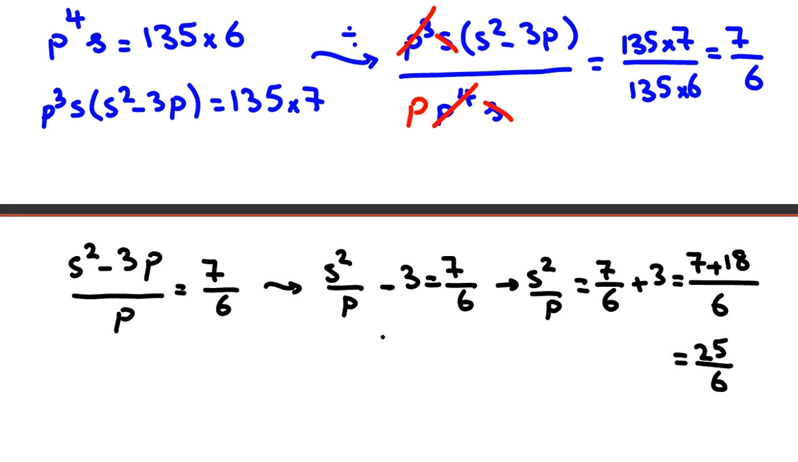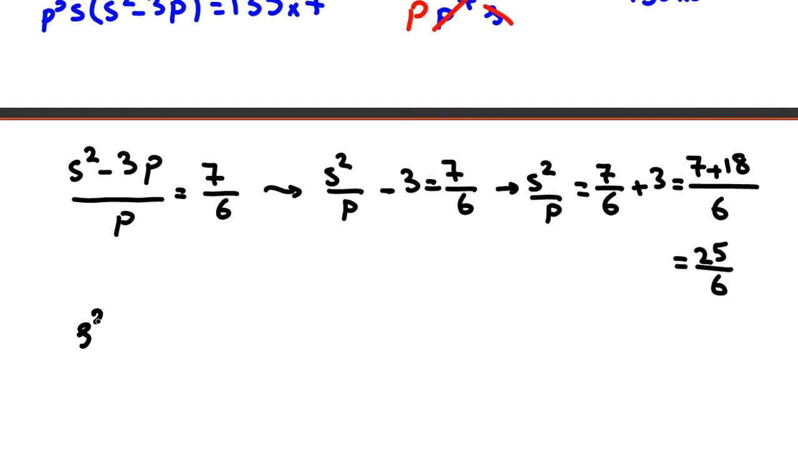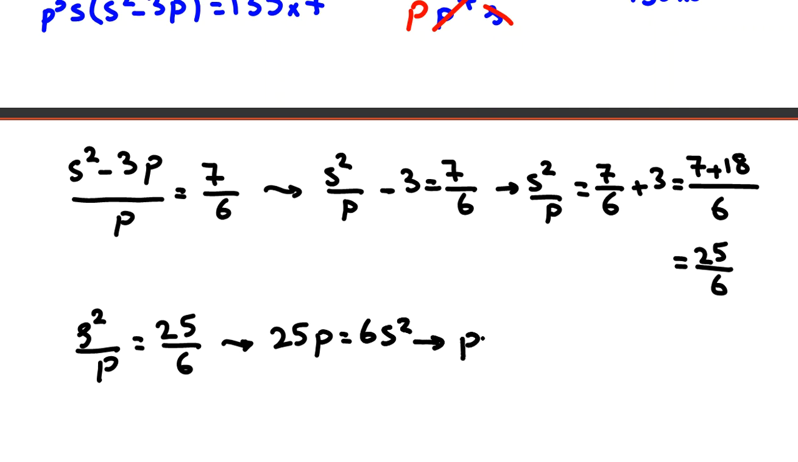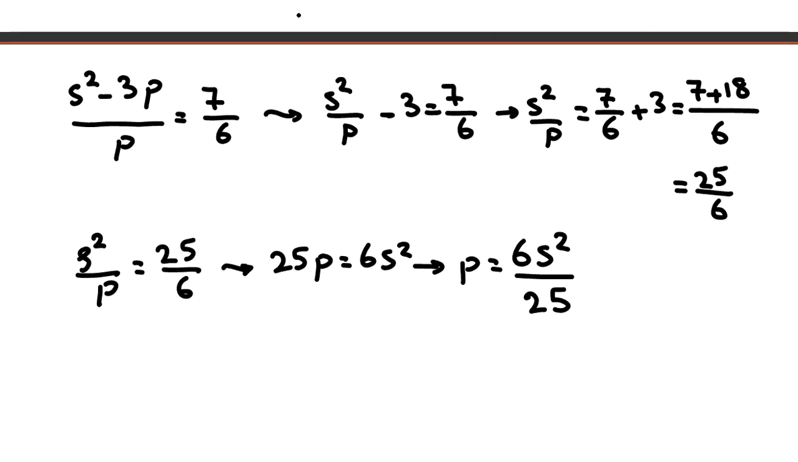Now, we can say what? S squared over p equal to 25 over 6, or we can say p equal to... Let's write like this. Cross multiply, 6s squared. So if we divide both sides by 25, it will be 6s squared over 25. Now I want to replace it in our equation.